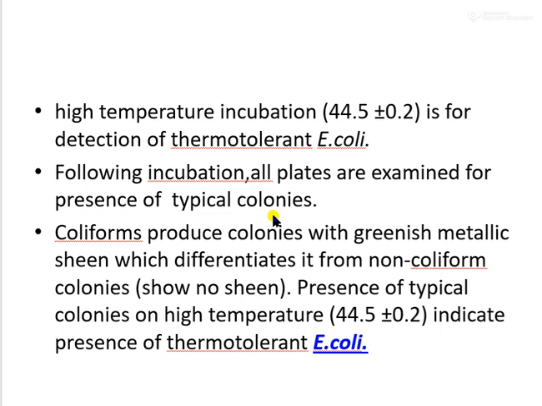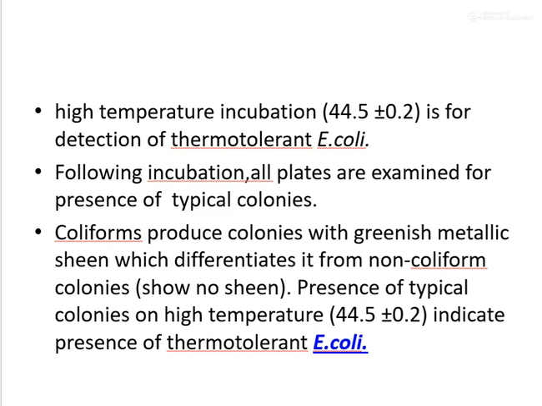What do you mean by sheen? A sheen is a shiny appearance. Okay, a green metallic sheen will be found with the coliforms. And the presence of E. coli will show a greenish metallic sheen. Nucleated colonies will be present, and that indicates that E.